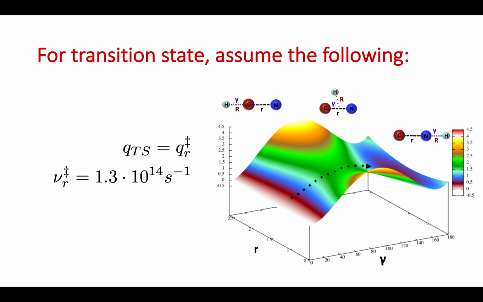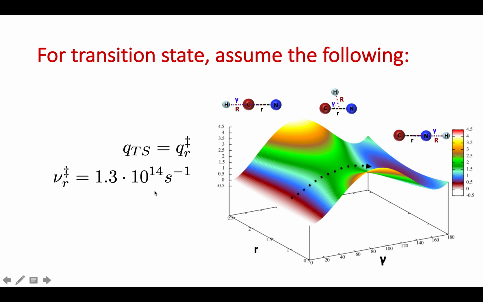Okay, so now for the transition state, how do we define the partition function for the transition state? Well, in fact, what we're going to do is assume that the gamma mode is no longer important for the transition state partition function. It makes no contribution. It enters into the picture in a slightly different way, which we'll see in a minute. So if the gamma mode is not important and the big R mode is not important, then the partition function for the transition state is going to only depend upon the partition function that accounts for the little r mode, the CN stretch mode.